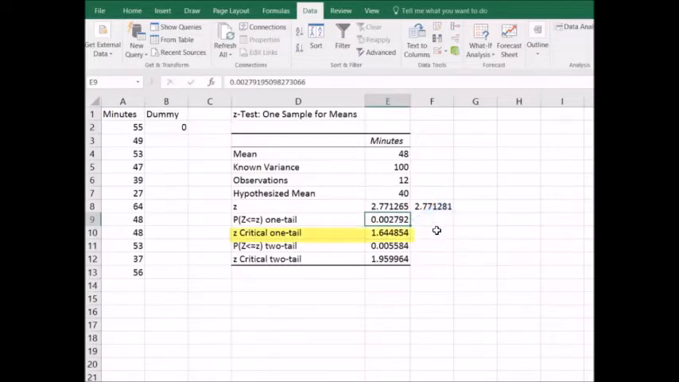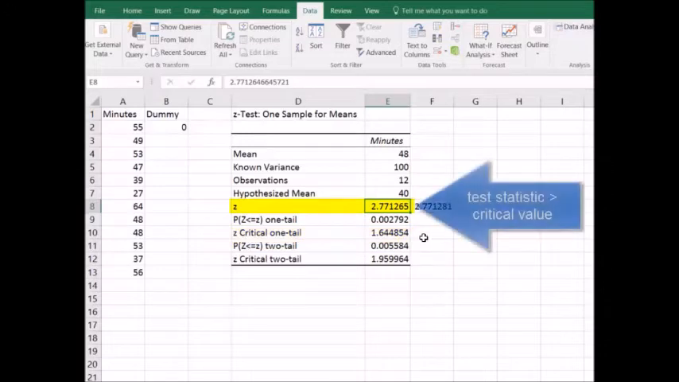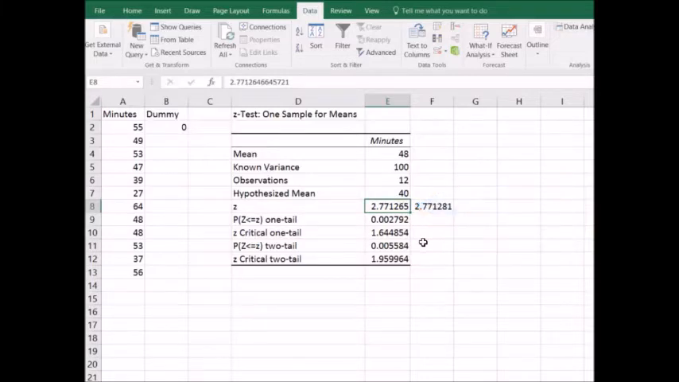This is the z-value that you would look up in the standard normal table based on a significance level of 5%. And compare it with the test statistic of 2.77. If the test statistic is greater than the z critical value, again, we would reject the null hypothesis. Either way, whether we use the p-value or the z-score, we would reject the null hypothesis.